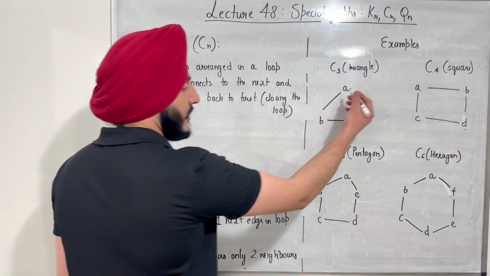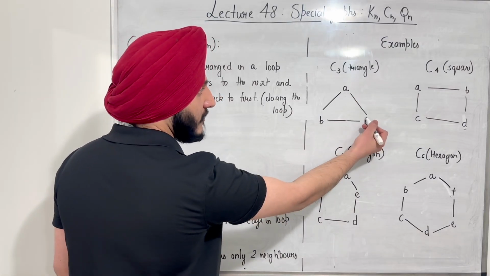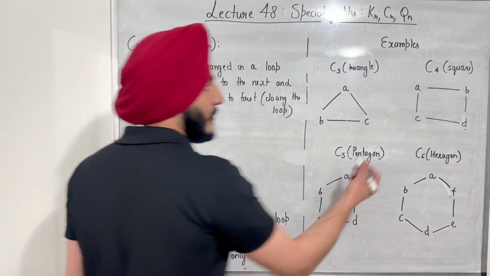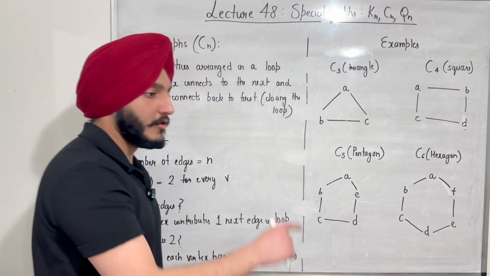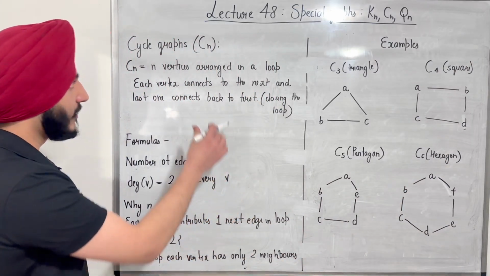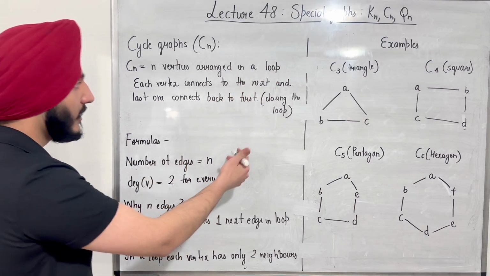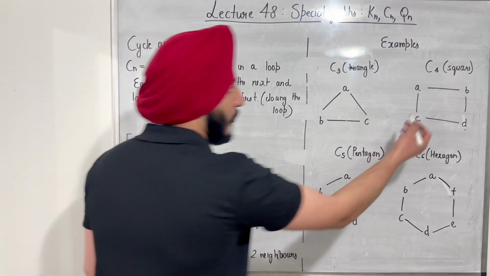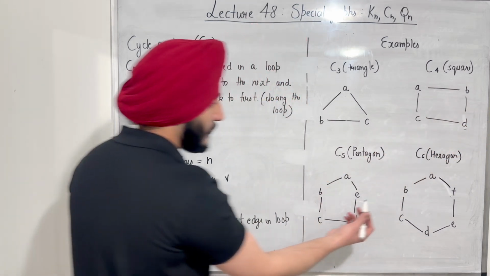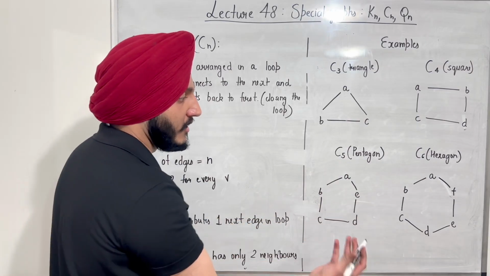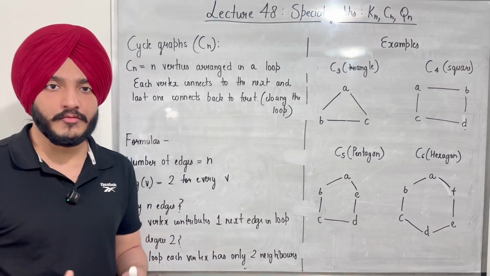So you have C3 over here. If you look at this one, you have A, B, C. So you connect A to B, B to C, and C back to A. It makes a triangle. You look at C4: A to B, B to D, D to C, and C to A, back again. So it's pretty much making a loop. If you read the definition, n vertices arranged in a loop, each vertex connects to the next one, and the last one connects back. So over here, A connects to B, B connects to D, D to C, and C connects back to the first one. Same way with the pentagon and the hexagon as well. You can just take a look at them. Okay, so that's just the basic definition, very easy to understand.